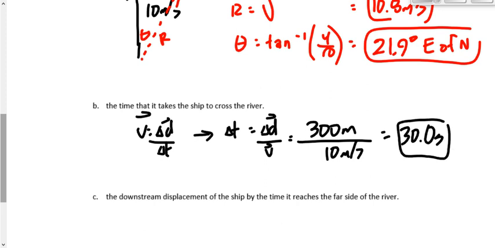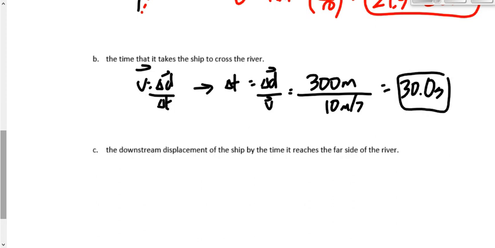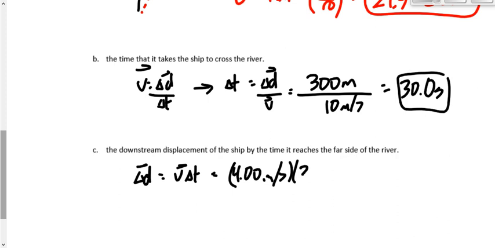And how far downstream does the ship end up? Same deal. We just got to be consistent here. If I want downstream displacement, then I want downstream velocity. And my velocity is downstream 4.00 meters per second. And my time interval here, just calculated as 30 seconds, which gives me 120 meters downstream. All right.